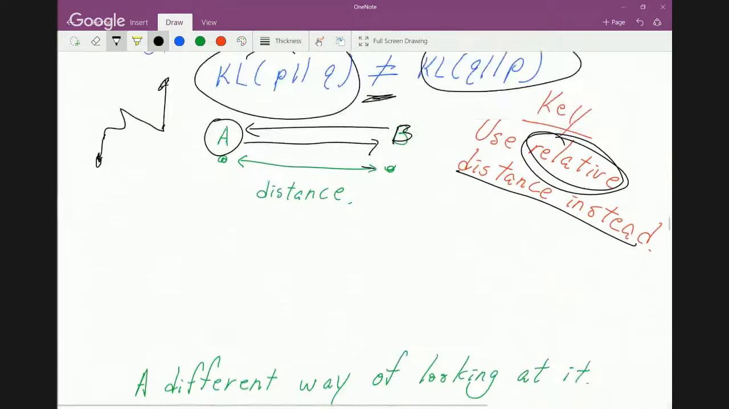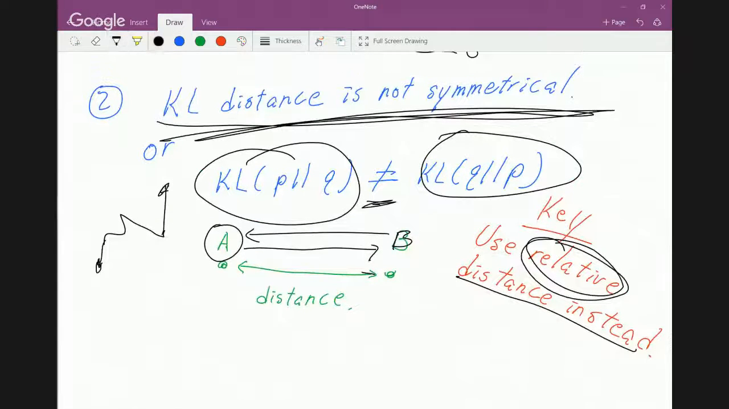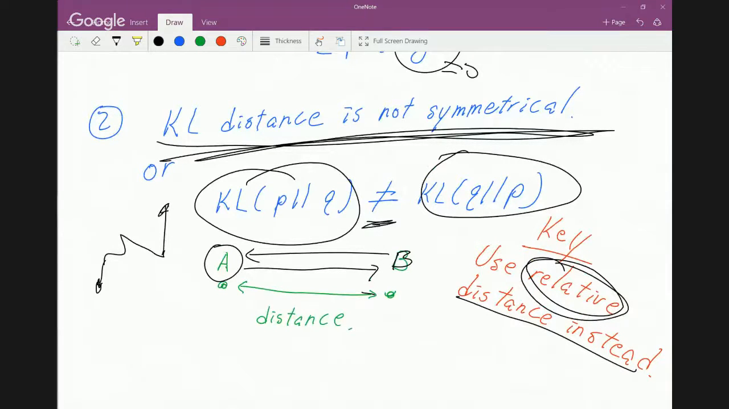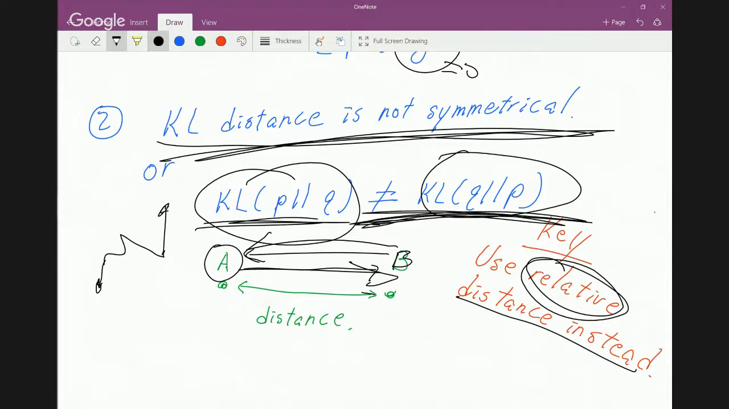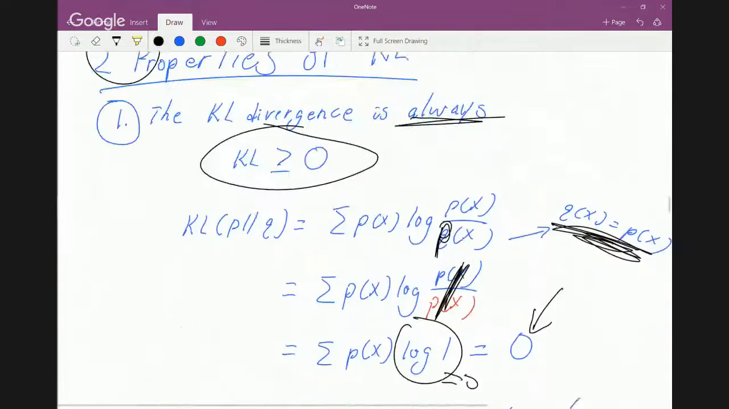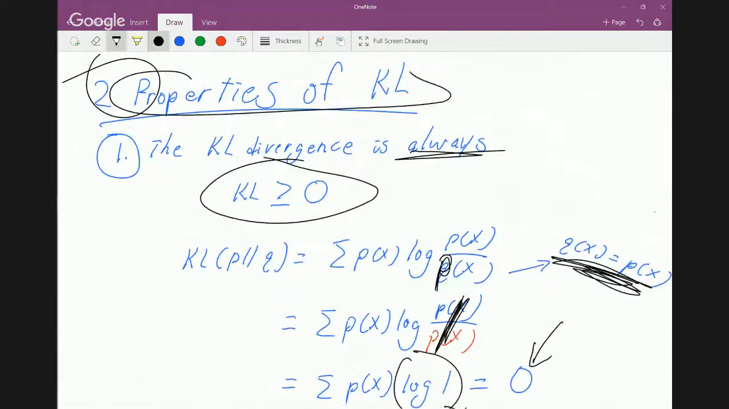And from this, you can always prove this mathematically, but I think intuitively it's easy to understand that the distance from point A to point B is not always the same as from point B to point A, and therefore the KL divergence, the measurement of their distance, is not always the same. So those two properties of KL divergence are definitely important to keep in mind.